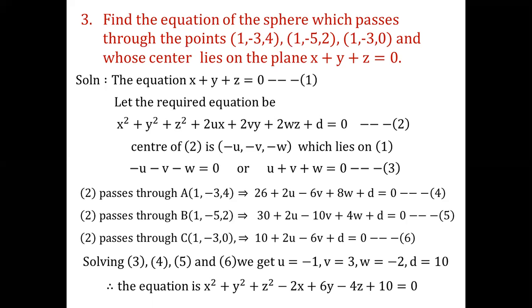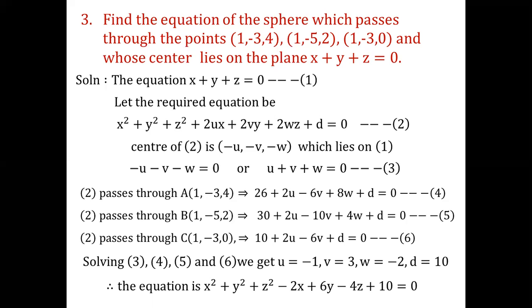Again, equation 2 passes through the point (1, -5, 2). So substitute in place of x, y, z in equation 2 as 1, -5, 2. After simplification, you are going to get 30 + 2u - 10v + 4w + d = 0. Call it equation 5.